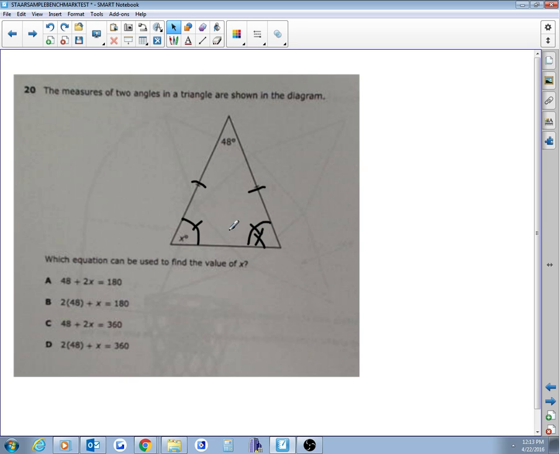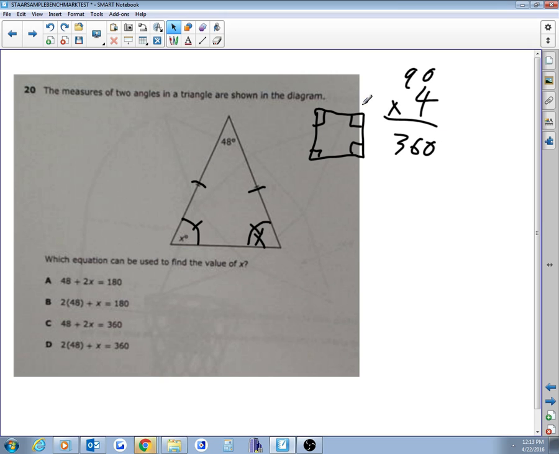They're the same. And if you remember, a triangle is half of a rectangle, if you ever forget this, or half of a square, since a square is a rectangle. A square or a rectangle has 4 90-degree angles, and 4 times 90 is 360. So any square or rectangle is going to be 360 degrees. If you cut a square in half, you get 2 triangles.